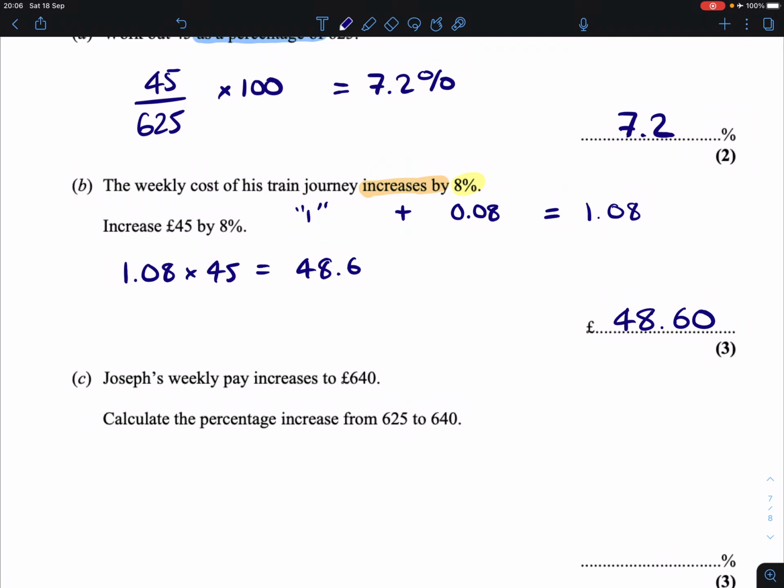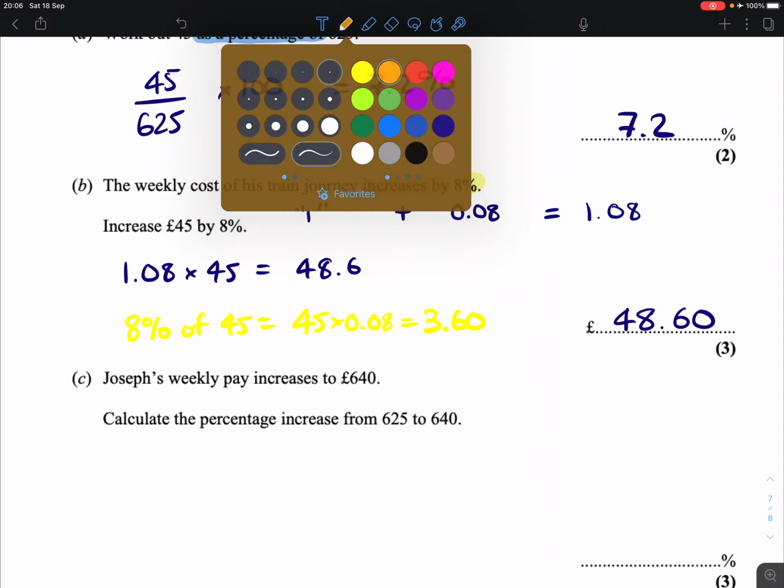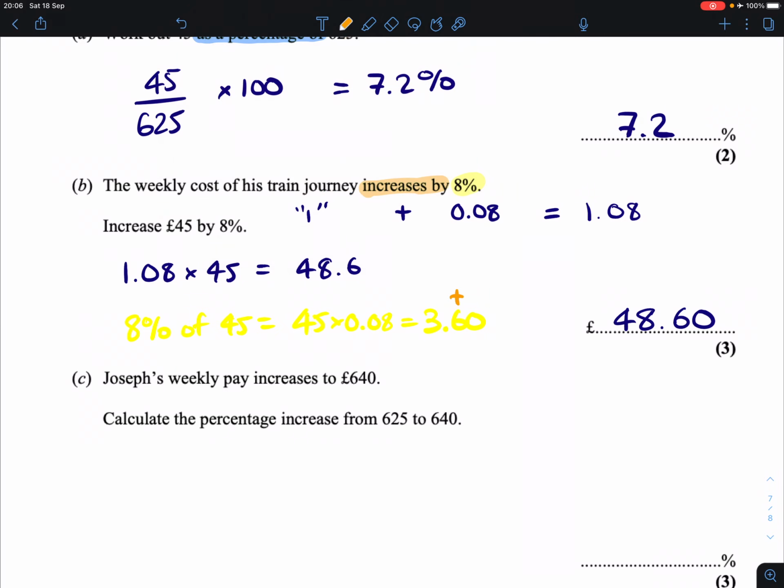Now there is another way of doing this. You could find 8% first of all. So 8% of 45, 45 divided by 100 times by 8, or 45 times by 0.08, however you choose to do it, you would get £3.60. And then in order to take into account the increase, we would then add that to the 45 that we started with, and you end up with £48.60 that way.